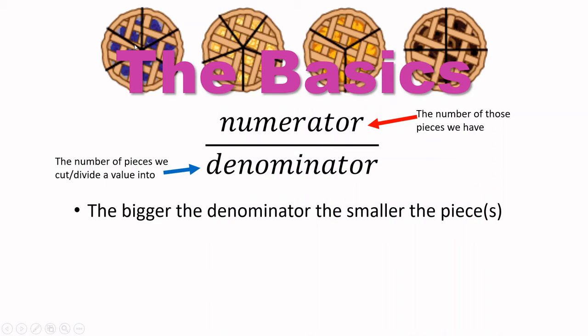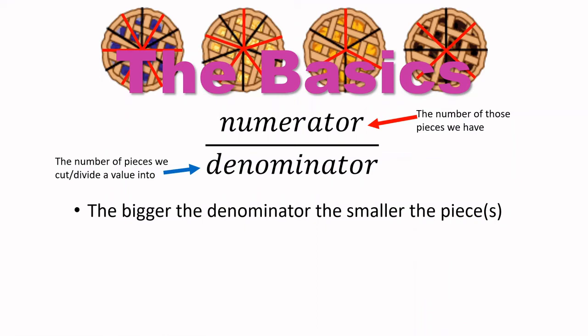Which of these pies have been cut into the smallest pieces? Is it this one that was cut into 3 equal-sized pieces? This one which was cut into 4 equal-sized pieces? This one which was cut into 5 equal-sized pieces? Or this one which was cut into 6 equal-sized pieces? 1/6 is definitely smaller than 1/3. The bigger the denominator, the smaller the piece.